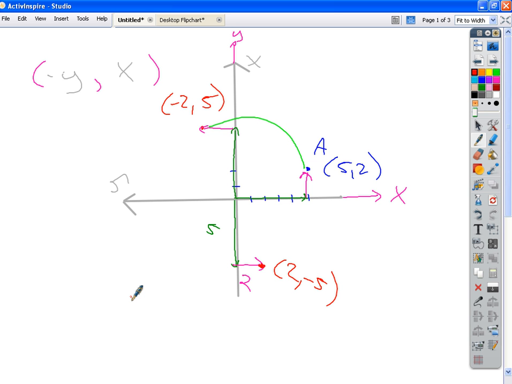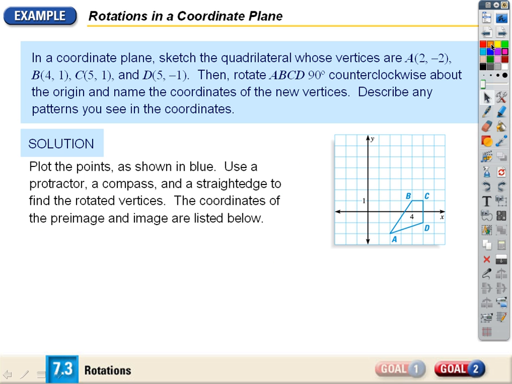Okay, so would you agree we end up with something like that? For example, A used to be over 2 and down 2. Now it's going to be up 2 and right 2. Right? Because over becomes up, down becomes right. We can do that for each of the 4 points, and then just connect the dots. You'll do a few of those on the assignment. Okay, no big deal, really. Okay, what about, let's look at a couple other things here.